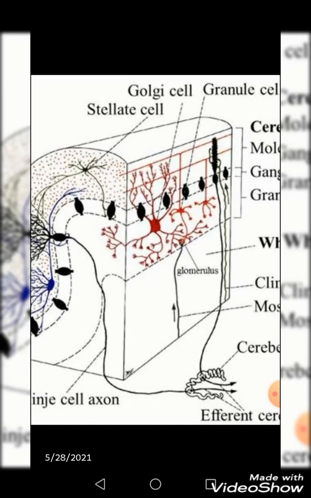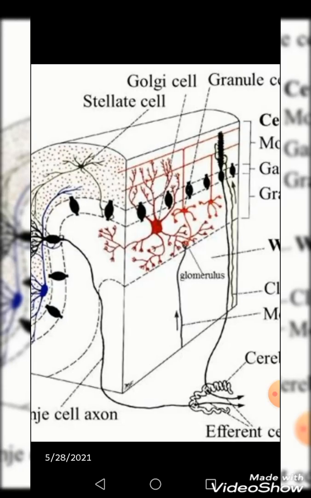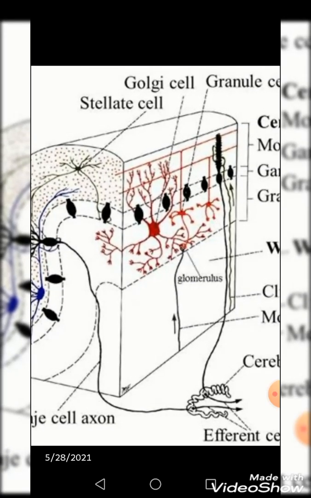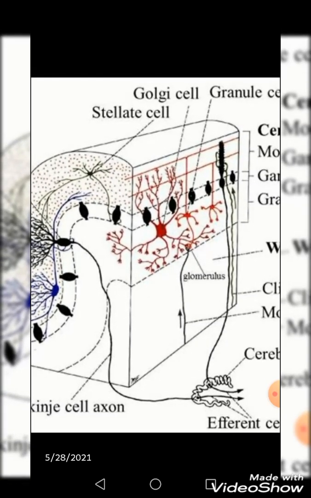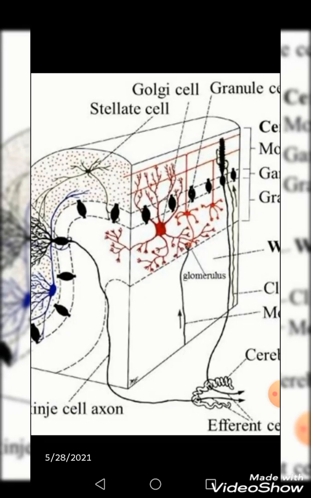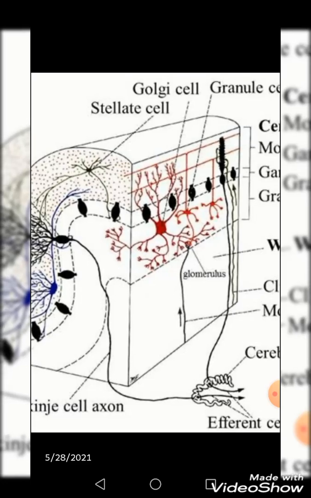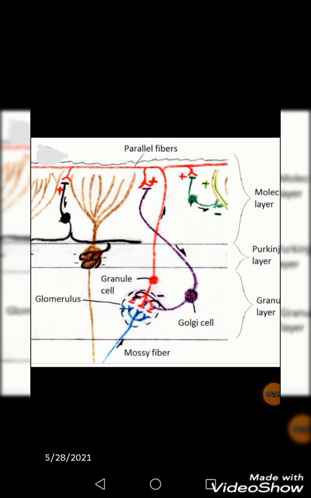And the unmyelinated axons of the granule cells have to ascend towards the topmost layer, the molecular layer, where it bifurcates into two branches. And they are supposed to form the parallel running fibers over there, and hence the name parallel fibers, right? And these fibers make synaptic connection with the dendrites present in the molecular layer, and of which cells? The Purkinje cells, right?